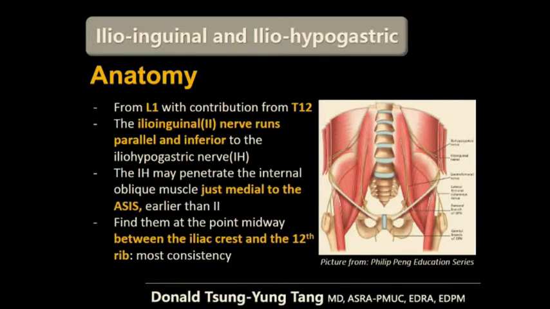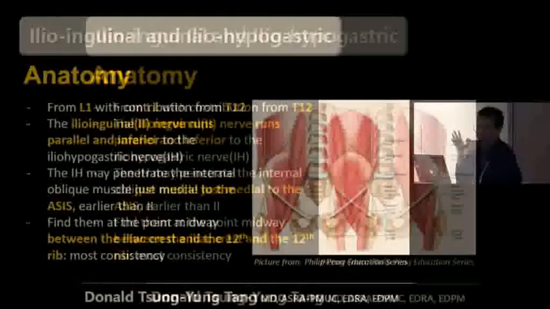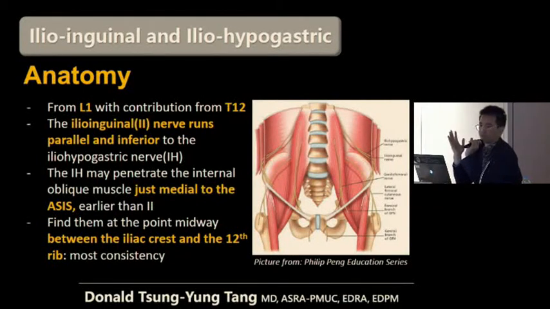After they leave the psoas major muscle, they penetrate the transverse abdominis muscle at some place and go into the plane between the internal oblique muscle and the transverse abdominis muscle. That is the same plane as the TAP block. Actually, they are in the same plane. And how to scan it?